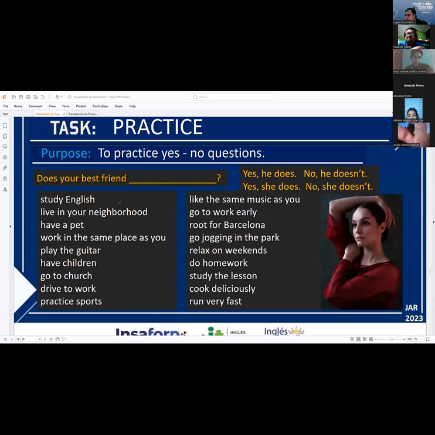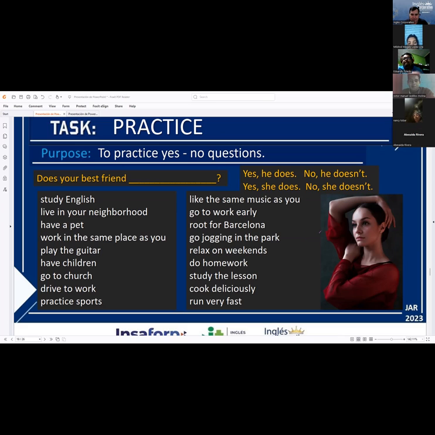Does your best friend study English? And you say, yes, he does, or no, he doesn't. If it's a girl, you say she, because a best friend can be a girl or a boy. Yes, she does. No, she doesn't.